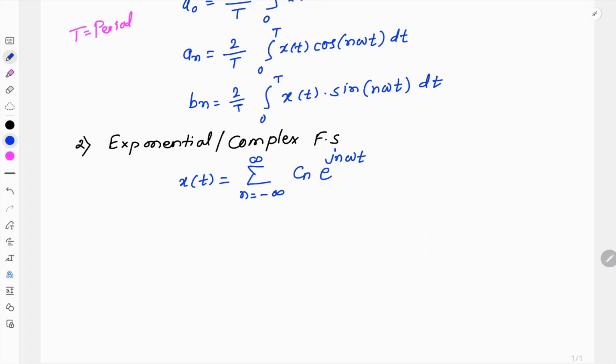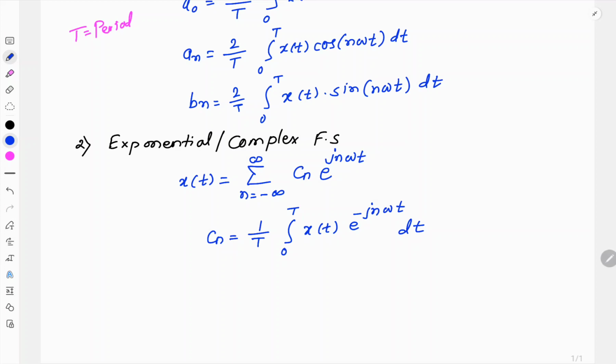Here this Cn is given as 1 by T, integration over a single period, so we can take it from 0 to T, x of t into e raised to minus j n omega t dt. So this is the representation of exponential Fourier series.